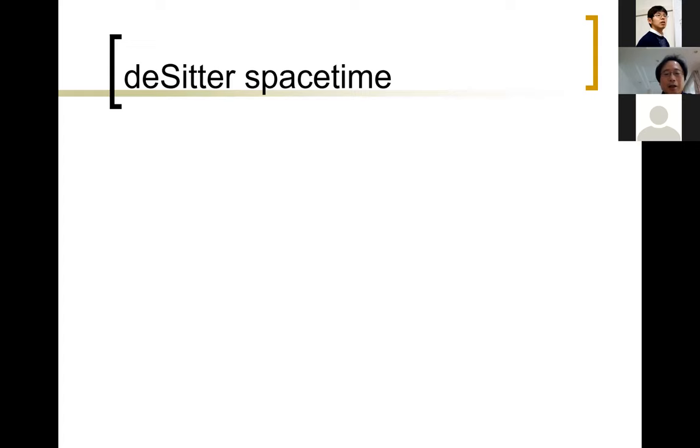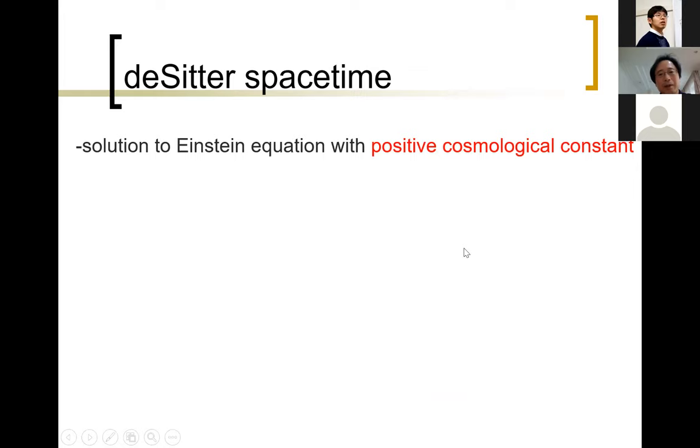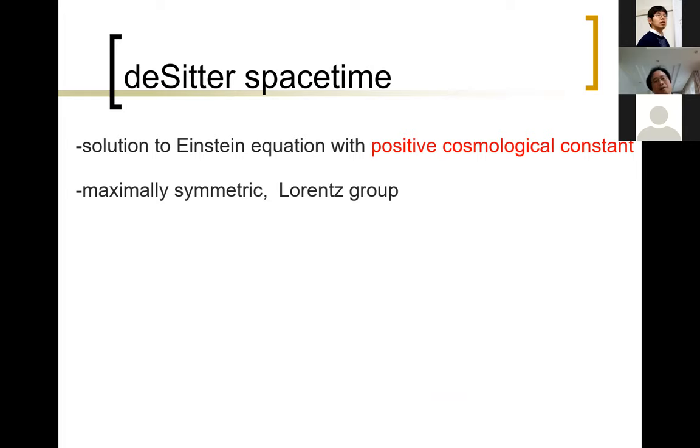About de Sitter space-time, I will explain it for non-experts. This is a solution to the Einstein equation with positive cosmological constant. This space-time is maximally symmetric, so roughly speaking, it is the simplest but non-trivial solution. This space-time describes an exponentially expanding universe. The current universe has accelerating expansion, so roughly speaking, the current universe is described by de Sitter space-time.